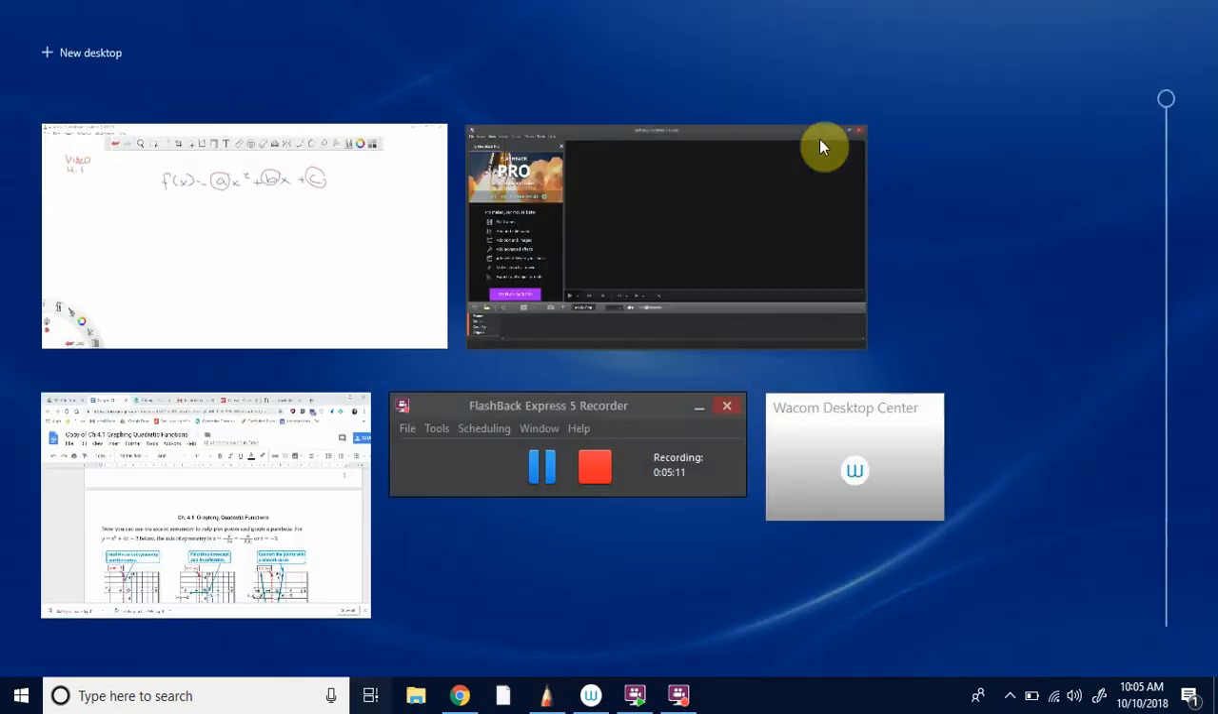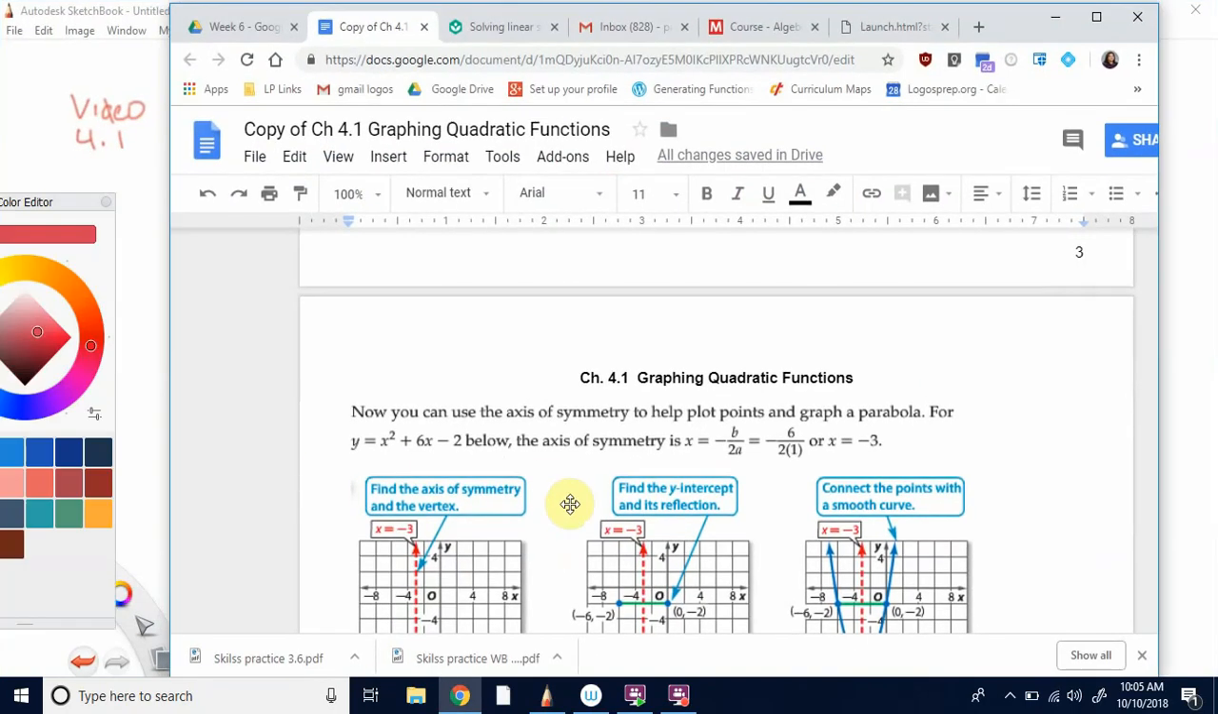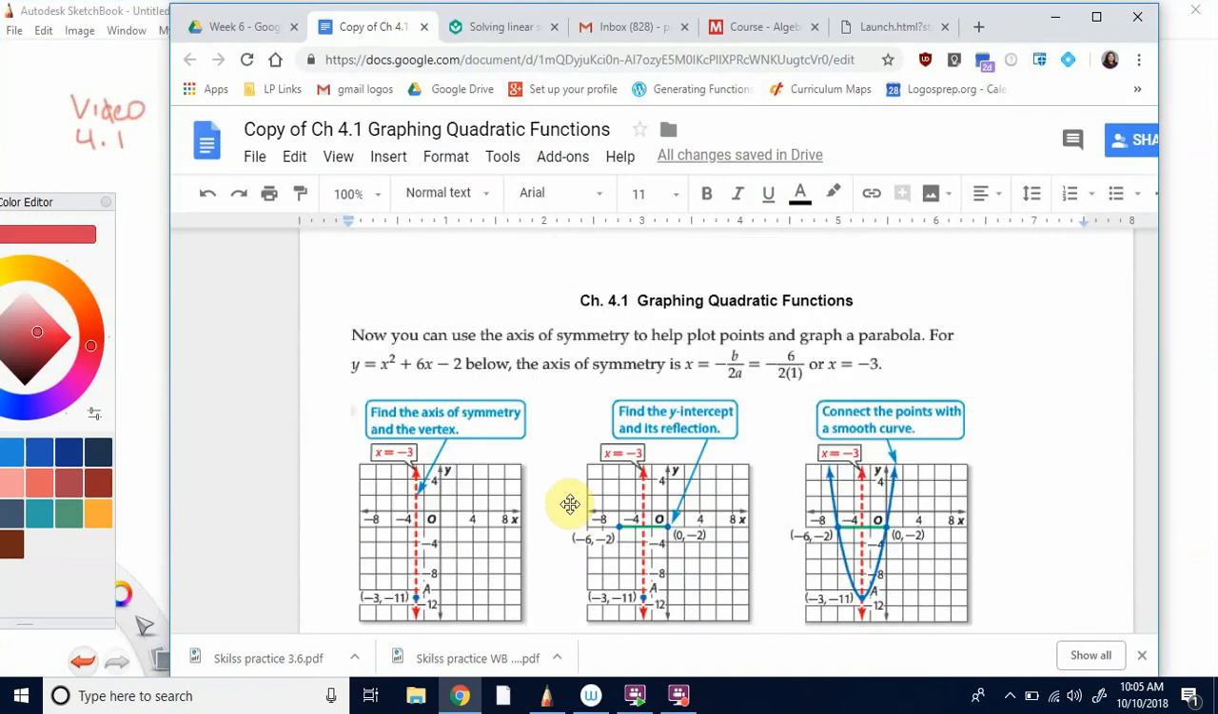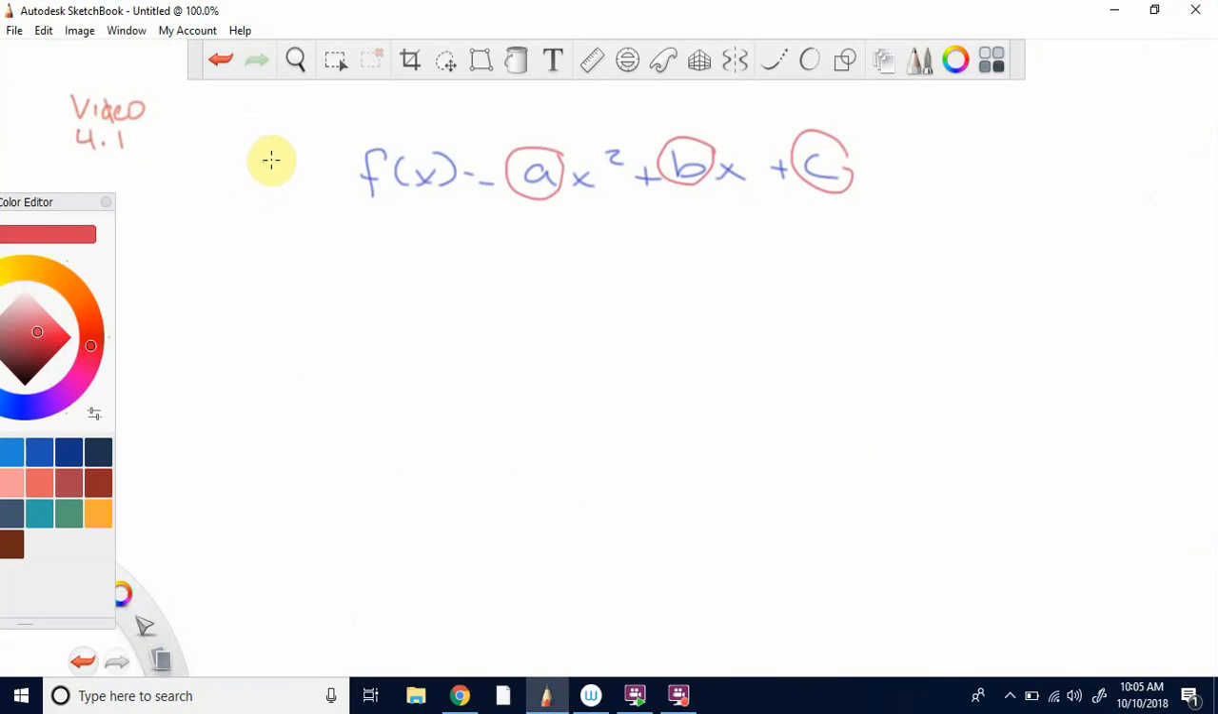So let's look at our equation here. On this one, did they give us one? Oh yeah, y equals x squared plus 6x minus 2. Remember, f of x is a fancy way of saying y equals. Plus 6x minus 2, standard form. So a is 1, b is 6, and c equals negative 2.